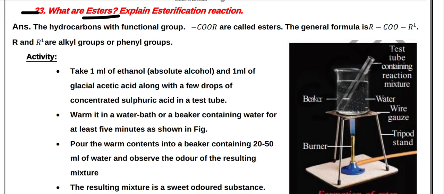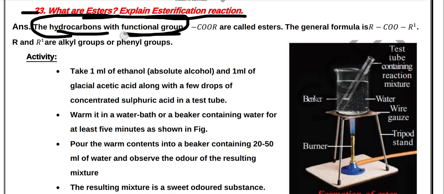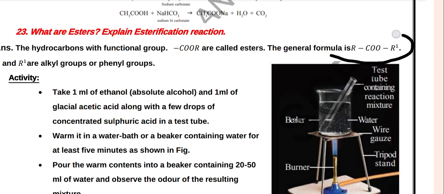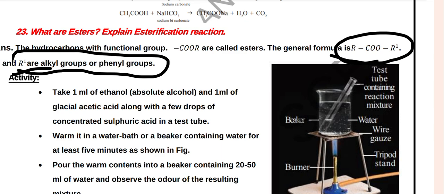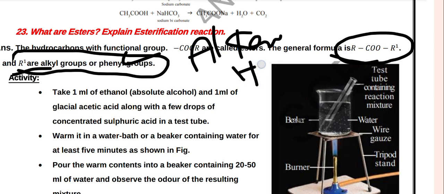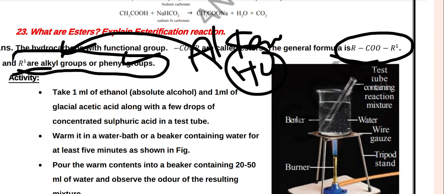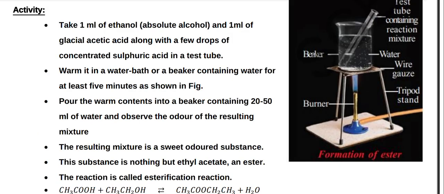Now comes a very important question. What are esters? Explain esterification reaction. Esters are hydrocarbons with a functional group. What functional group? COOR functional group is called esters. General formula of esters is RCOOR dash. Here R and R dash are what groups? Alkyl groups or phenyl groups. From alkane groups, if you remove one hydrogen, you will get alkyl groups. Okay, the process is important.